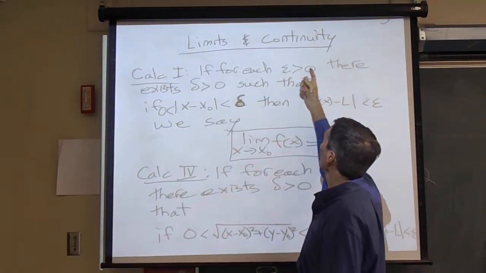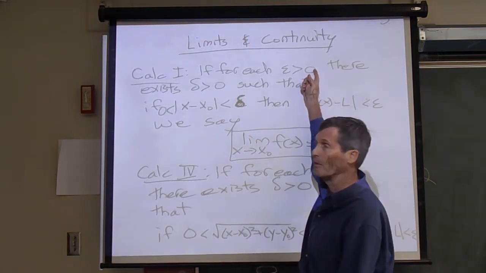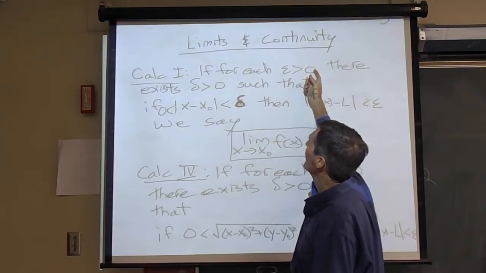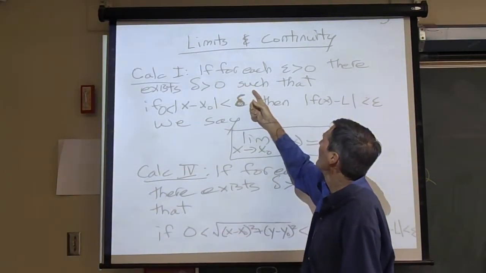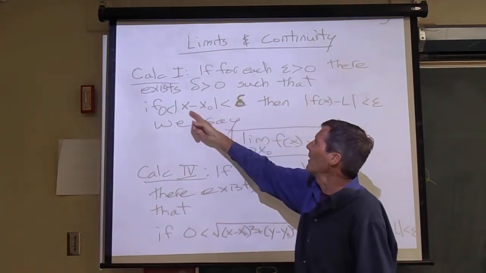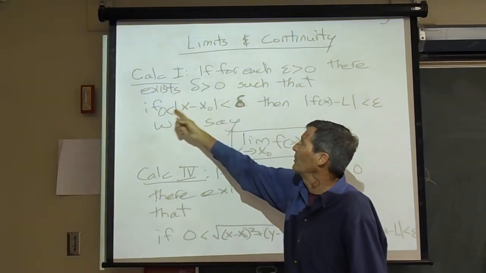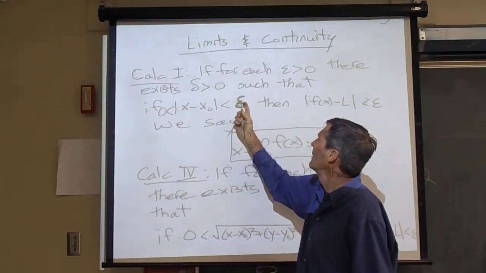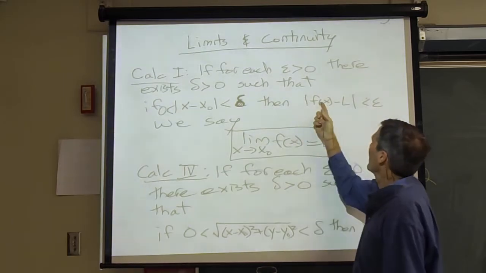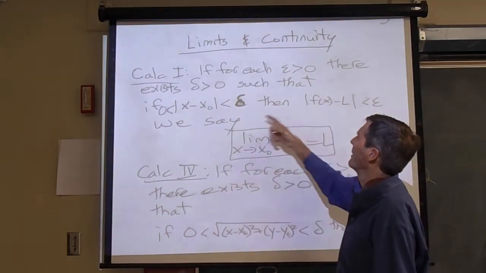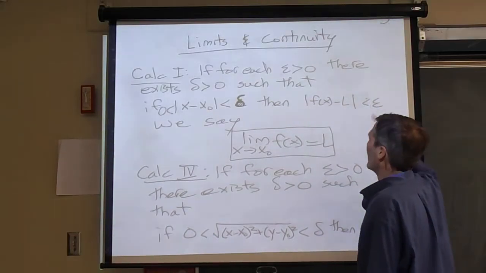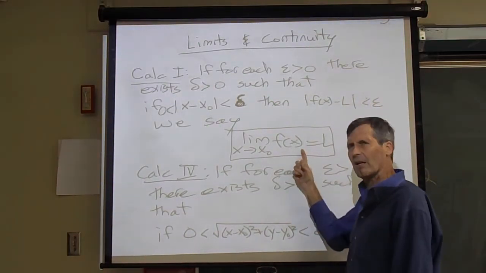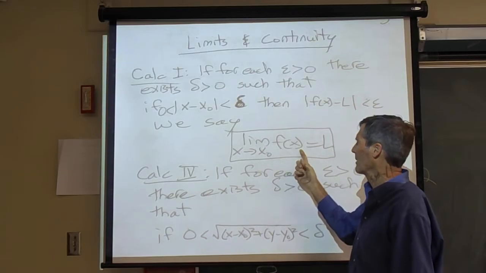If for each epsilon greater than 0, a positive number you give me, there exists a positive number I find, delta, such that if x minus x0 is between 0 and delta, then the absolute value of f of x minus L is less than epsilon. And then we said, that looks like garbage, right? Well, garbage in, garbage out.